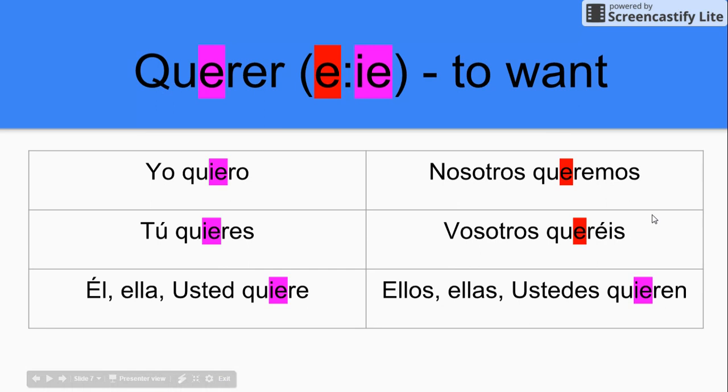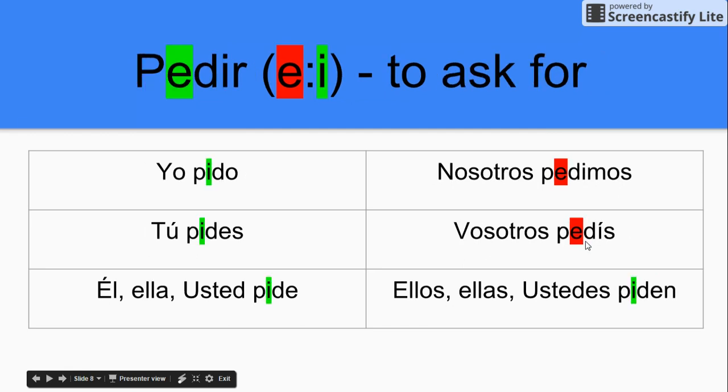Again, with the verb querer, which means to want, we can see in each case the E of querer became an IE in every conjugation except for the nosotros and vosotros, where it remained the E, where we can see again because it's not being stressed, either because of the ending, which is two syllables, or because the stressed vowel has an accent, and so it's pulling away from this E in red.